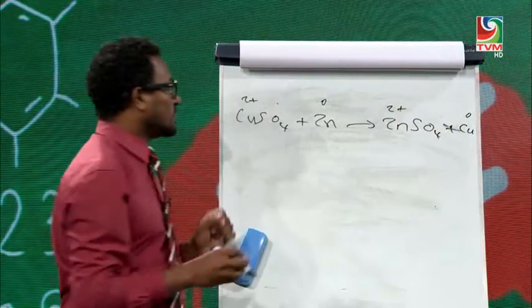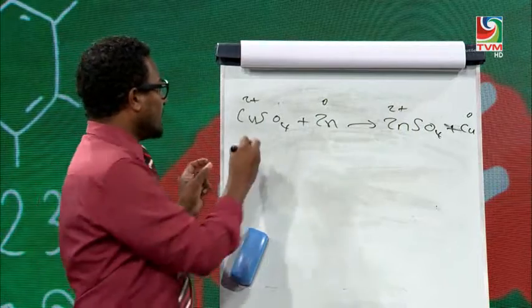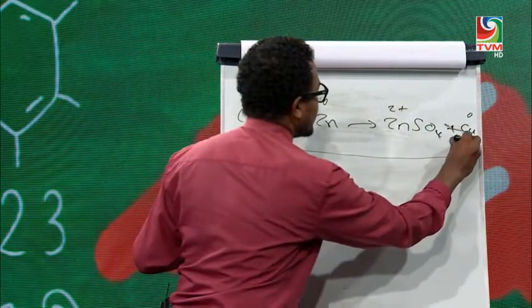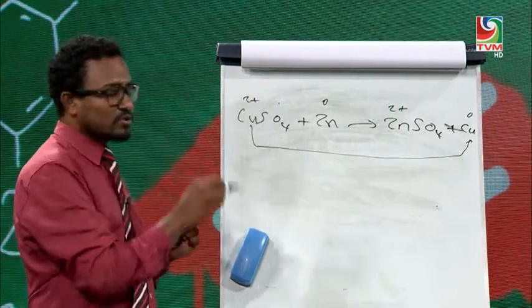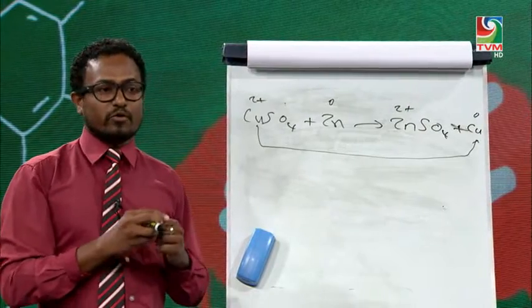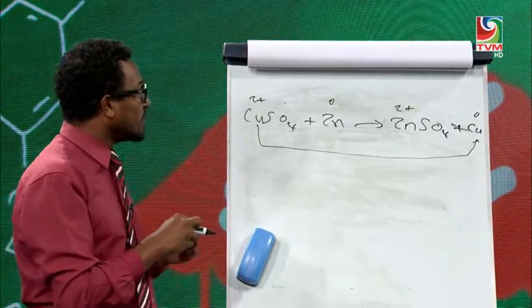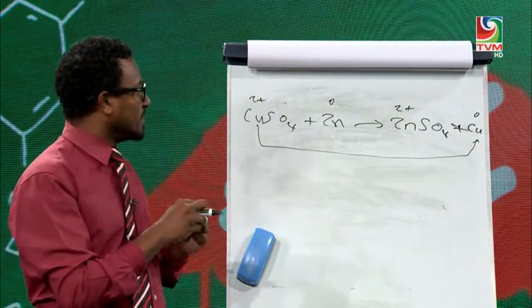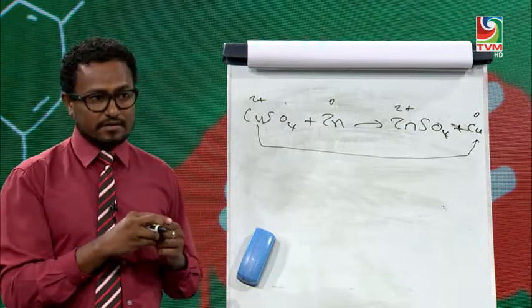So, what is happening to the oxidation state of copper? It is being decreased, from +2 to 0. So the oxidation state of copper is being decreased, reduced from +2 to 0. That means copper is going through reduction.